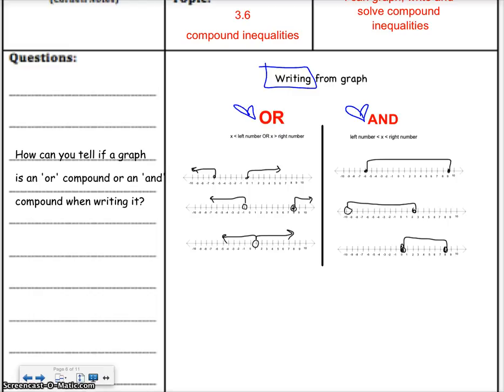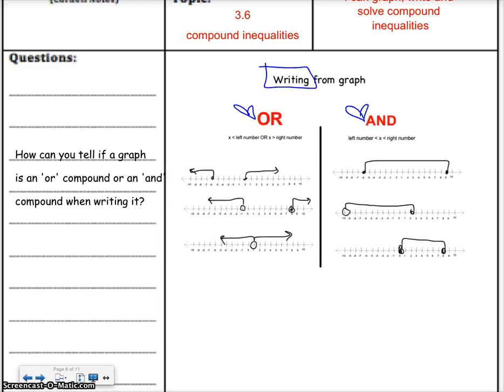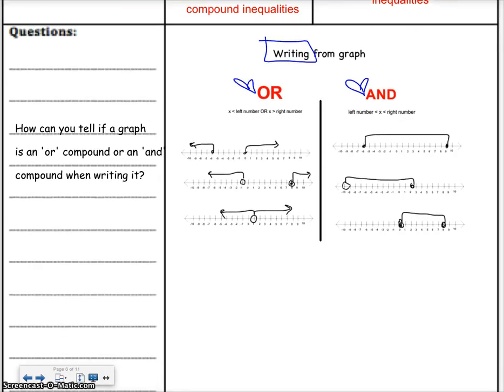So I do have, it's hard to read here. But an or always looks like this. X is smaller than the left number, or X is bigger than the right number. That's what it says on your note. So it's always X is smaller than whatever the left, or X is bigger than whatever the right number is. However, you have to remember sometimes you need to put a line under it if it's colored in.